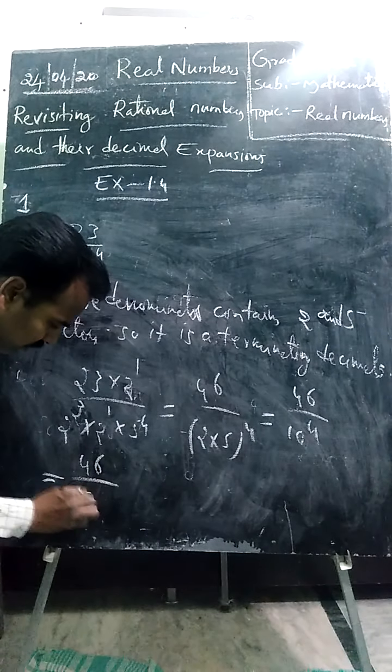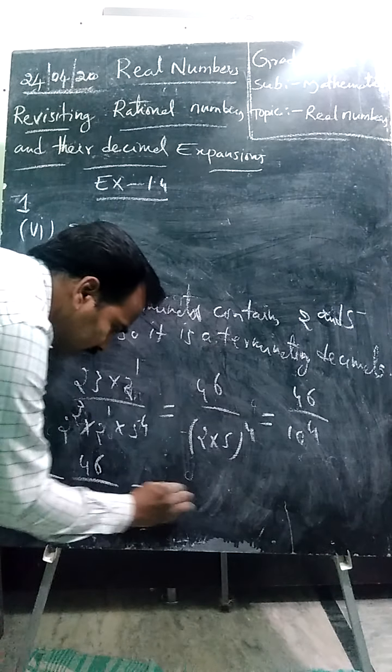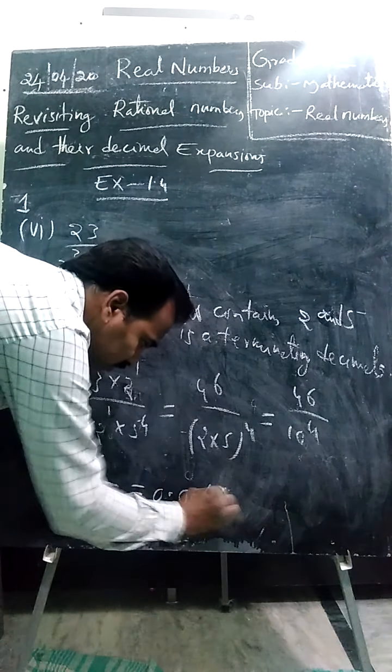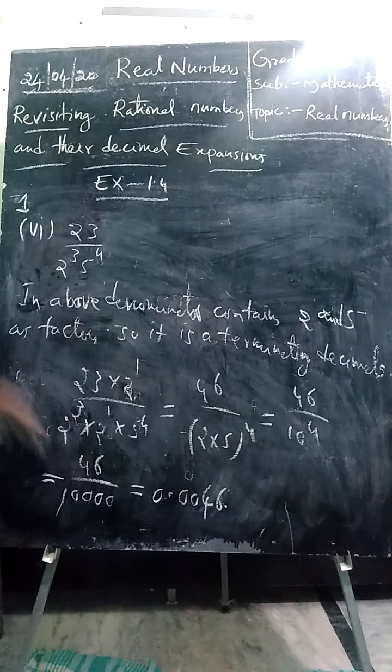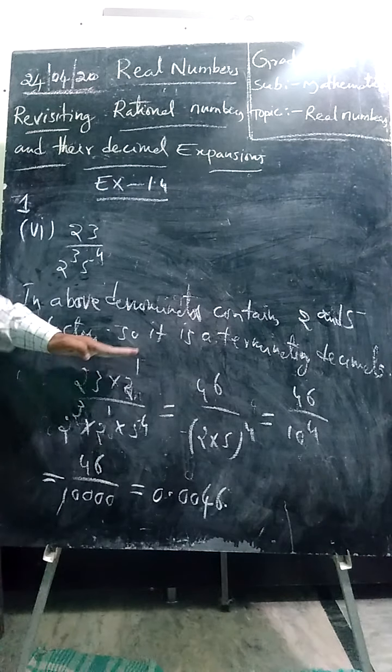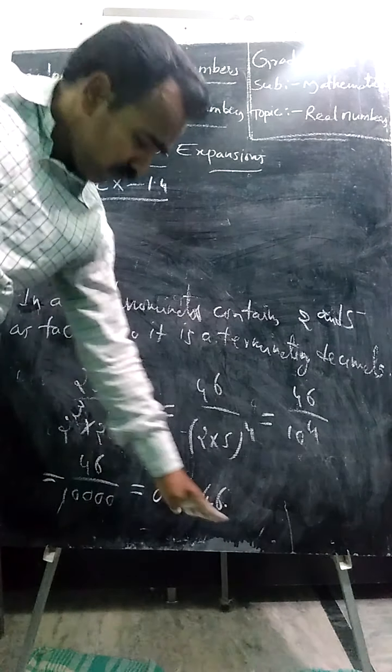After how many digits will come? 4 digits. So here we can conclude that 0.0046 is the decimal expansion. How many digits are there? 1, 2, 3, 4. How can we conclude? Without doing this, we can conclude that after the decimal point, 4 digits will come.